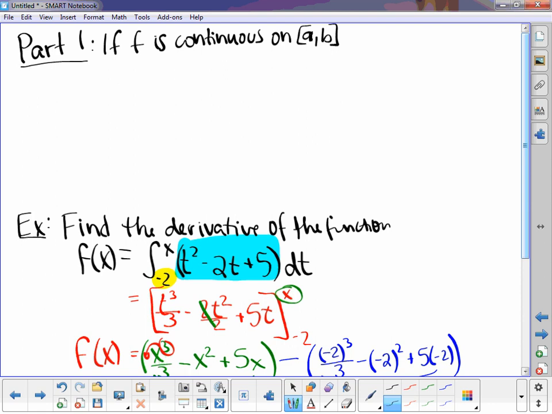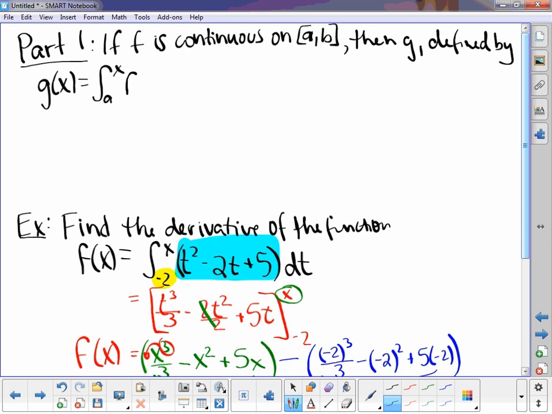If f is continuous on this interval, then g, which is defined by g of x, is equal to some constant a to x of f of t dt. So similar to what we had down here. We have a function defined as an integral with that variable as my upper bound. Okay, so if f is continuous on the interval, then g is continuous on the interval.